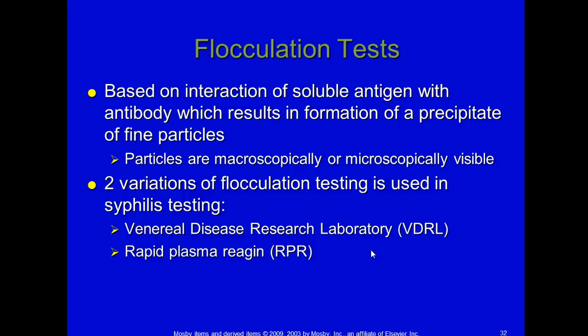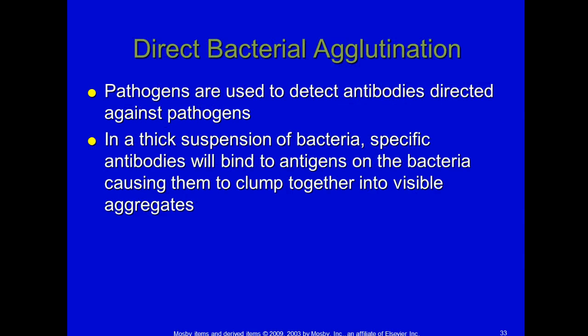The next one is a flocculation test. It's based on the interaction of those soluble antigens and antibody, which form a precipitate, otherwise known as precipitation. Usually we can see them macroscopically, which means the naked eye. Sometimes you need a microscope. We have two variations of flocculation used in syphilis testing. For example, the VDRL and the RPR are tests that we use flocculation for. Then we have direct bacterial agglutination. This is what I talked about earlier with the Staph aureus and the latex beads. That's what this would be.